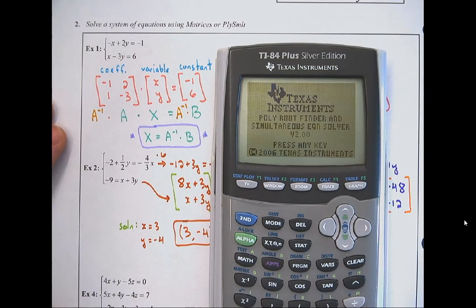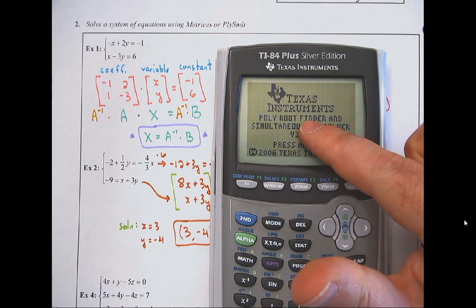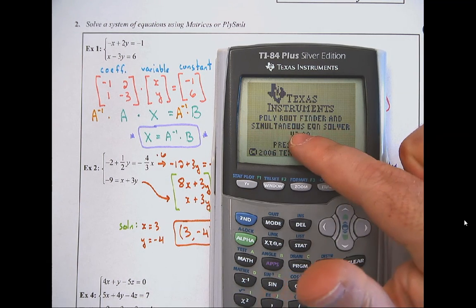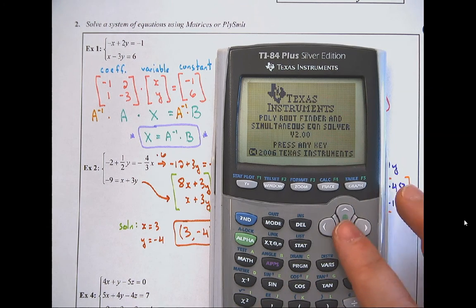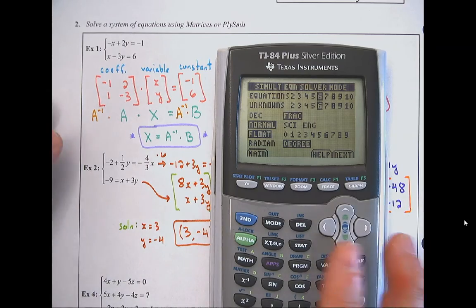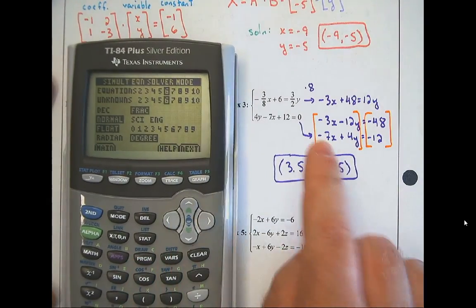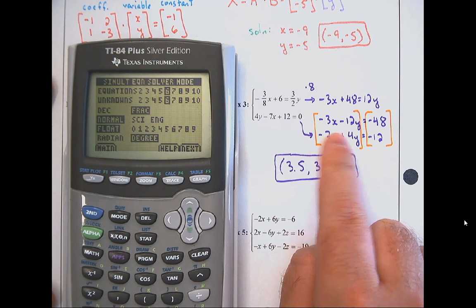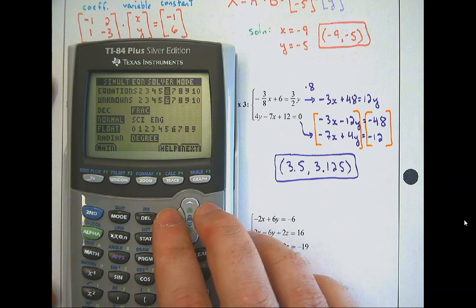So I go to PolySmlt. PolySmlt stands for polynomial root finder, that's the poly, and then simultaneous equation solver, that's the simul. We want to do the simultaneous equation solver. So I'm going to now select this. I'm going to go down to simultaneous equation solver. And then here I want to tell my calculator how many equations I have and how many unknowns I have. So I could go back here.